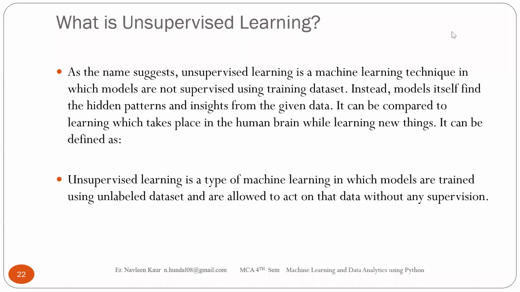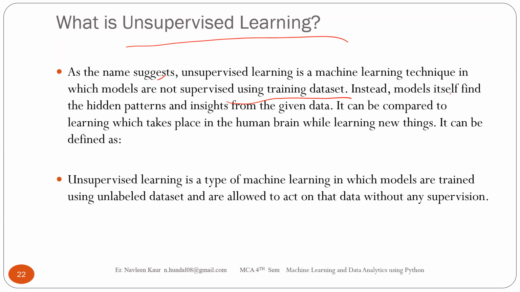So the next topic is unsupervised learning. We finished supervised learning. You know that unsupervised learning is actually the opposite of supervised learning. Just go to the slide. As the name suggests, unsupervised learning is a machine learning technique in which models are not supervised using a training data set. There's no labeled training data set.